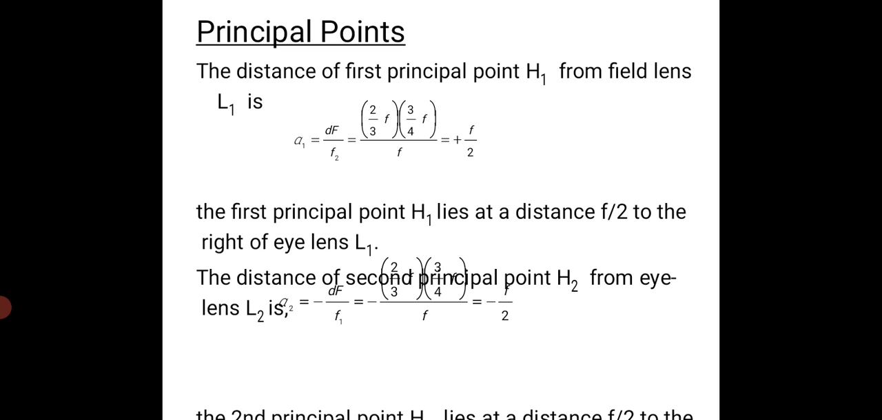Now the distance of the second principal point h2 from the eye lens L2 is alpha 2 is equal to minus df by f1. Substituting the values of d, f and f1, we will get alpha 2 is equal to minus f by 2. The second principal point h2 lies at a distance f by 2 to the left of the eye lens L2.